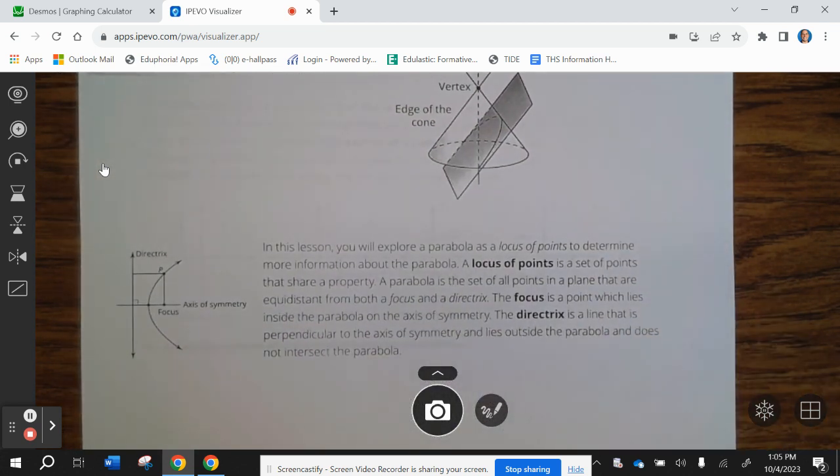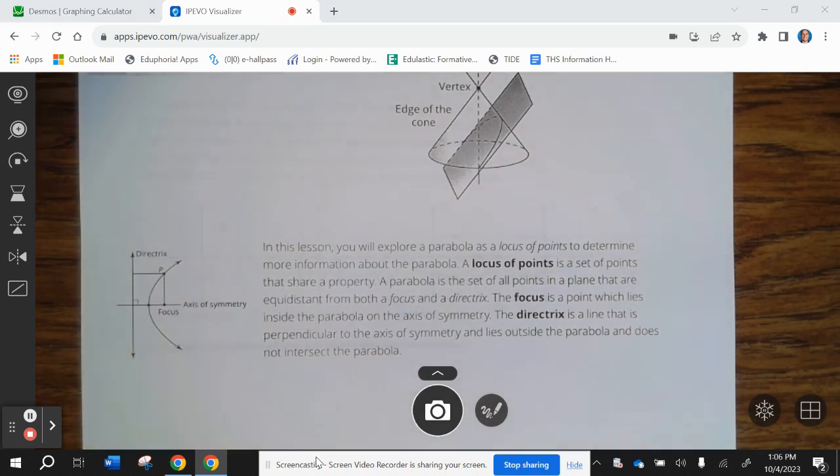In this lesson, you will explore a parabola as a locus of points. To determine more information about the parabola, a locus of points is a set of points that share a property. A parabola is a set of all points in a plane that are equidistant from both a focus and a directrix. The focus is a point which lies inside the parabola on the axis of symmetry. The directrix is a line that is perpendicular to the axis of symmetry and lies outside the parabola and does not intersect the parabola. All right, let's take a look at the next page.